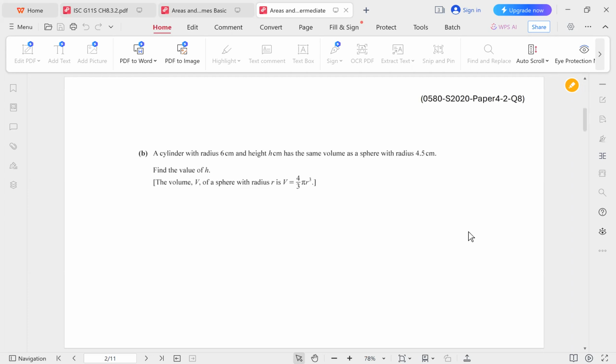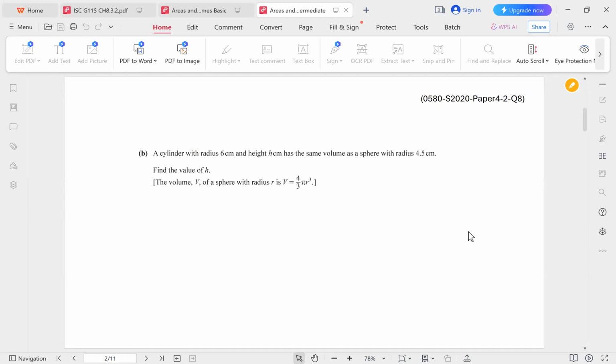So the first problem says, a cylinder with radius 6 and height h has the same volume as a sphere with radius 4.5. Find the value of h. They give you, in general, the formula for the volume of a sphere. They give you this in the exam, but you need to know the volume of a cylinder on your own.